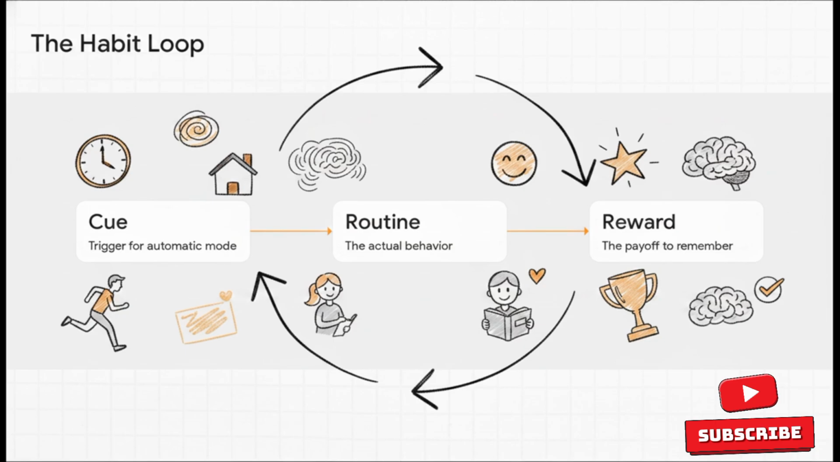Step 1 is the cue. This is the trigger. It tells your brain to go into automatic mode. It might be a time of day, an emotional state, or even a specific location. Step 2 is the routine. This is the actual behavior itself, which can be physical, mental, or emotional. And finally, Step 3 is the reward. This is the payoff, right? The reward helps your brain figure out if this particular loop is even worth remembering for the future. Cue, routine, reward. It's a continuous, closed neurological loop.